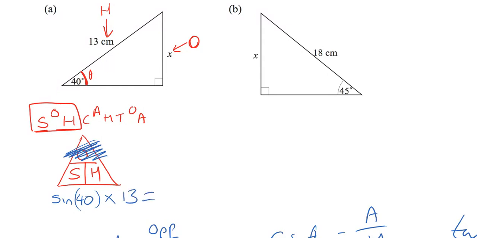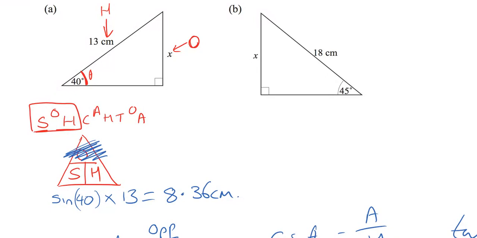And that's 13. Now check on your calculator that you can do this. So use your scientific or graphical calculator. If we work that out, we should get 8.36 centimeters rounded to two decimal places. Okay, let's have a look at B.